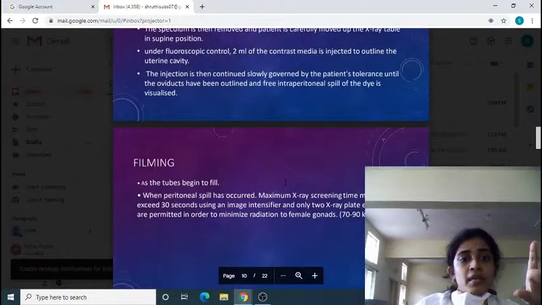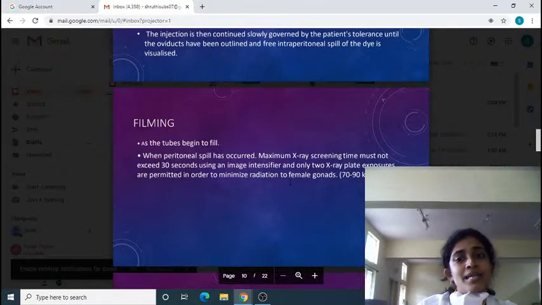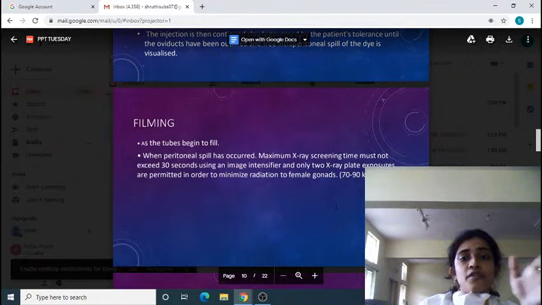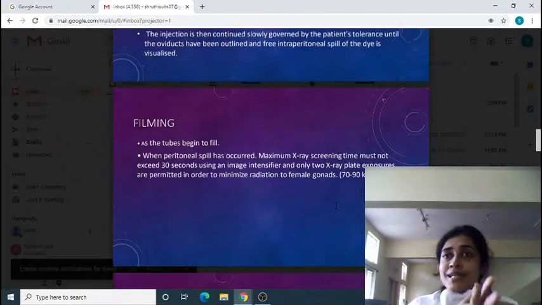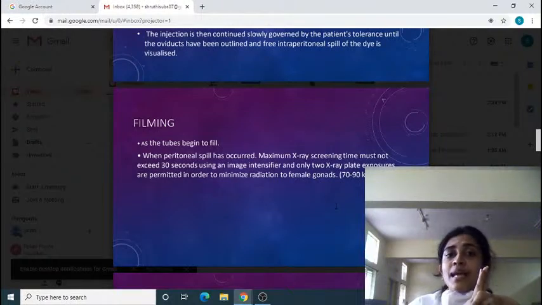Then how is the filming done? As the tubes begin to fill, when peritoneal spill has occurred, maximum X-ray screening time must not exceed 30 seconds using an image intensifier, and only 2 X-ray plate exposures are permitted in order to minimize the radiation to female gonads. So we are using X-ray. X-ray is a harmful ionizing radiation, so we should use it as minimally as possible.